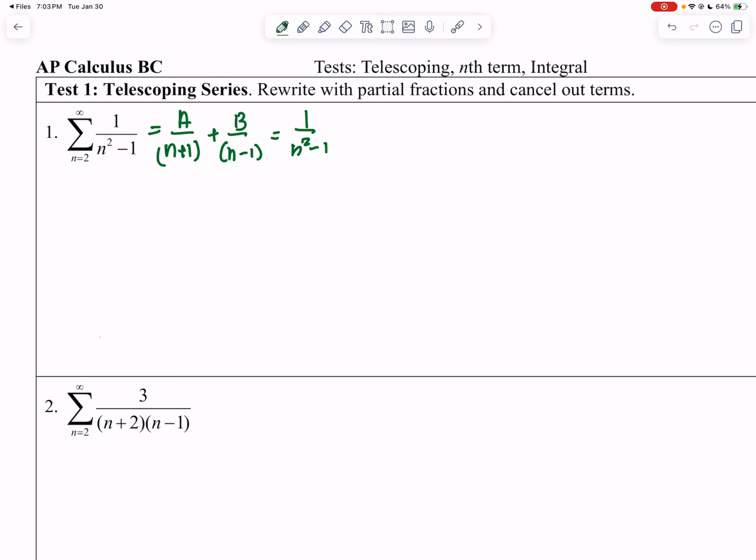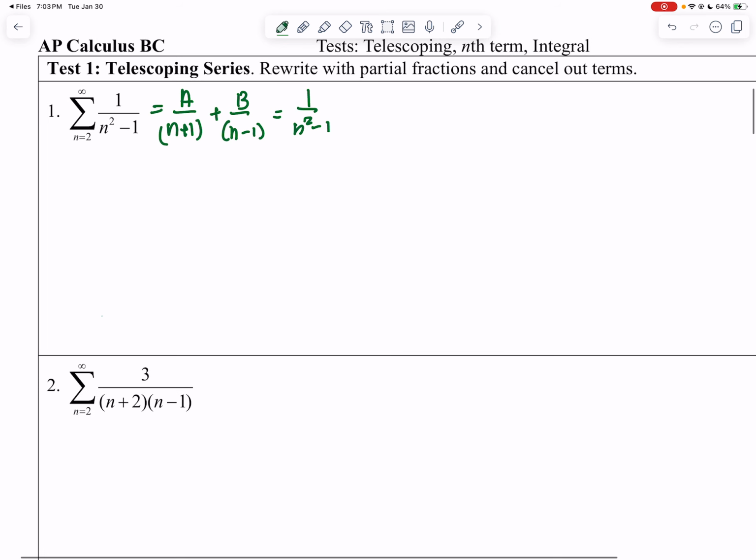In this case, if you have a partial fraction, I want you guys to break it apart so that we have 2 fractions. Then we are going to evaluate them at the first couple of terms. And then we're going to see that stuff will cancel out. And eventually the series will converge. And it will converge to whatever we didn't cancel out.